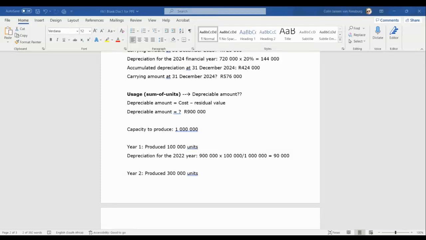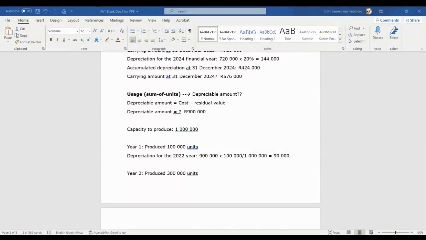So even if you bought it on the 1st of December 2022, or the 1st of June, or the 1st of May, or the 1st of January, it doesn't matter when you bought it. All that matters is how many units did you produce. So you produced 100,000 units, so your depreciation, even if you bought it on the 1st of July, will still be 90,000, not half of 90,000, the full 90,000, because you've exhausted 90,000 rands of the depreciable amount of that asset by using it during the course of that financial year.